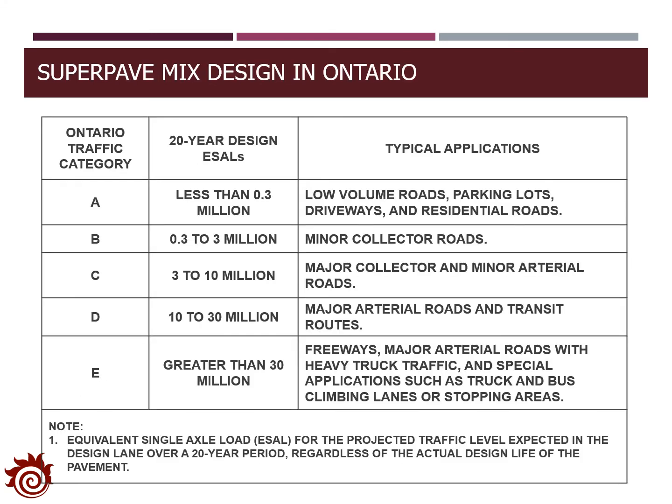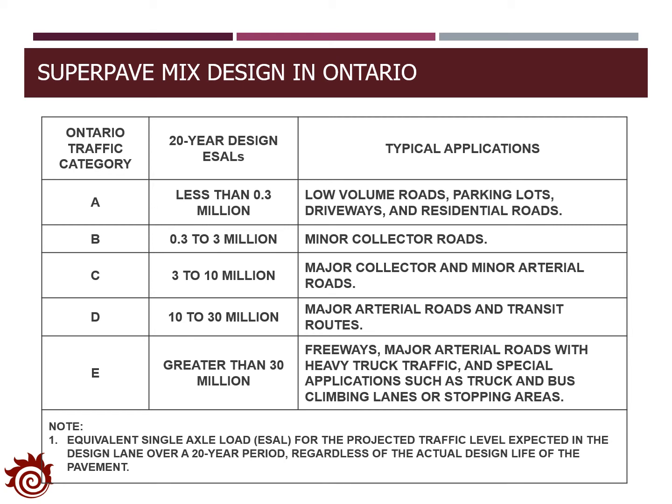Here we can see more details about the Superpave mix design in Ontario. The first thing we want to check is the traffic levels defined in Ontario. Basically, in Ontario, the traffic is categorized into 5 types, from A to E. The traffic level A indicates the 20-year designed ESAL, equivalent single axle loads, less than 0.3 million. This one will usually be some low volume roads, parking lots, driveways, and residential roads.